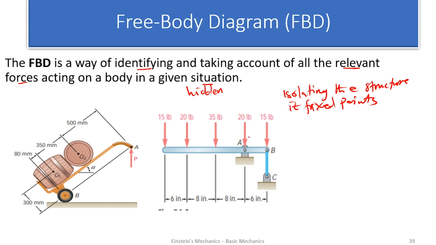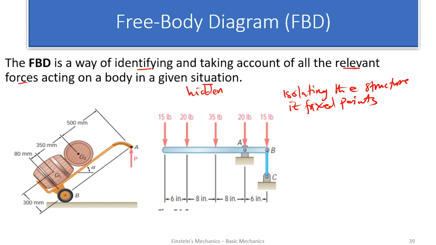This structure is fixed at point A, point B, and point C. At points A, B, and C, there are forces taking place. We will see how to represent forces at joints like this. When we look at this diagram, we can make the analysis only if we draw the free body diagram. We will look at the steps to draw it.